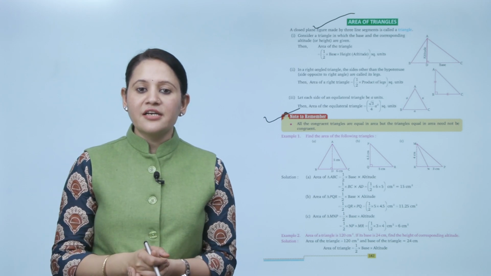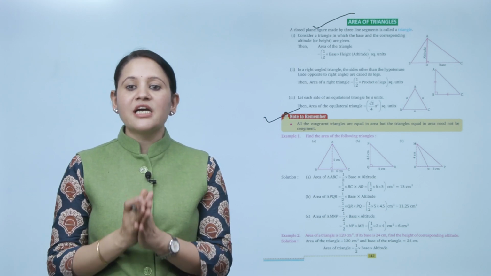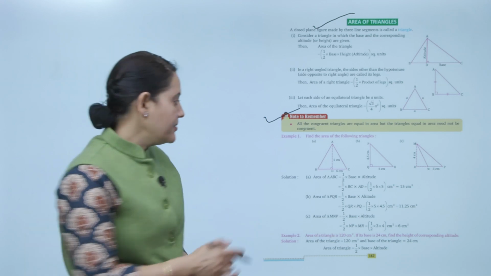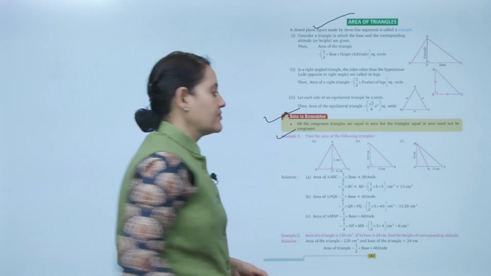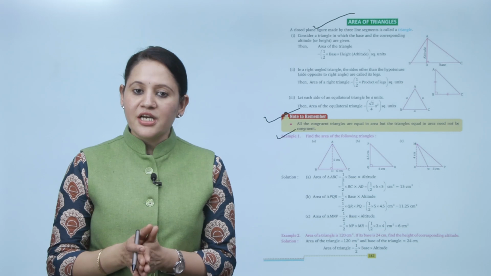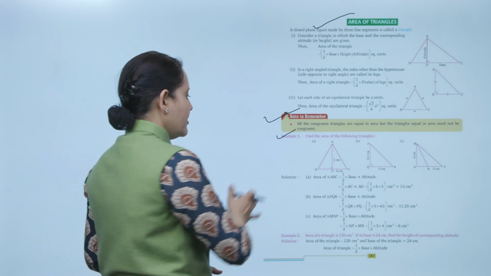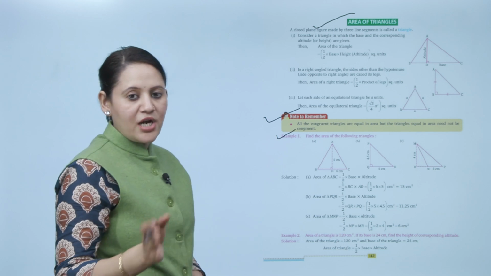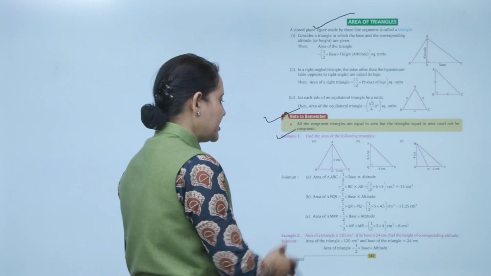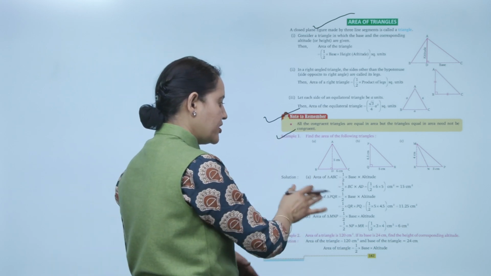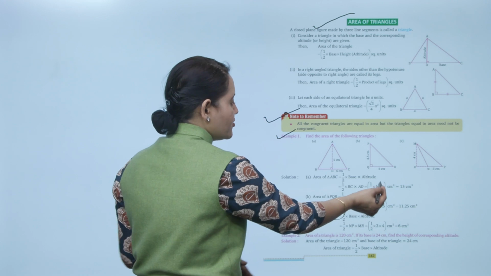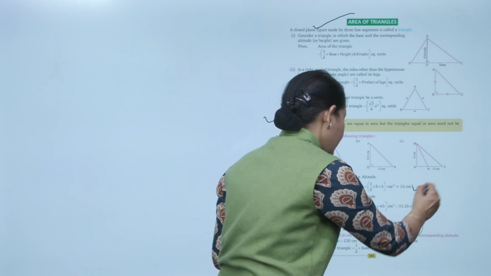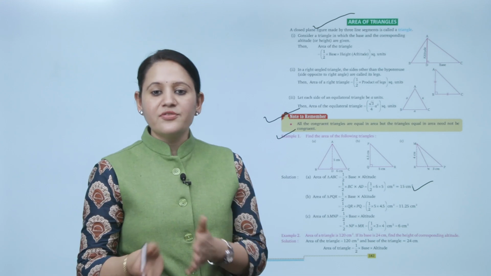All the congruent triangles are equal in area, but triangles equal in area need not be congruent. Now we'll take an example. Find the area of the following triangle. Area of triangle ABC equals 1/2 base into altitude. Altitude here is given as 5 centimeter and base is 6 centimeter. So we'll put the corresponding values: 1/2 into 6 into 5, that equals 15 centimeter square. Clear? That is the area of the triangle.